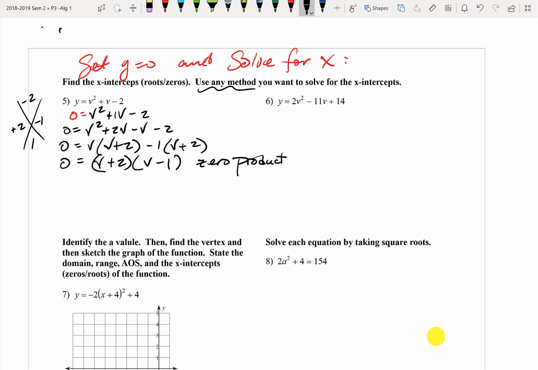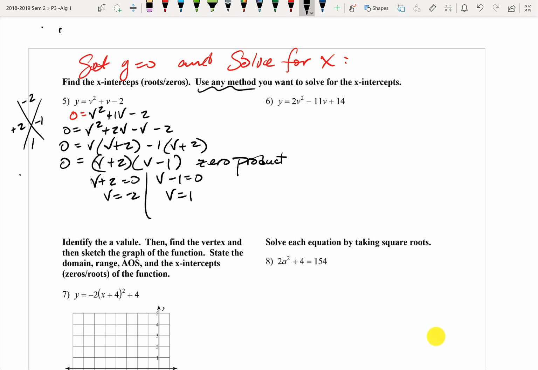Okay, now this is the zero product. And here's the idea. When you have something times something equals 0, one of these has to be equal to 0. So you set v plus 2 equal to 0, solve. You set v minus 1 equal to 0 and solve. And you get v equals -2 here, and you get v equals 1 here.